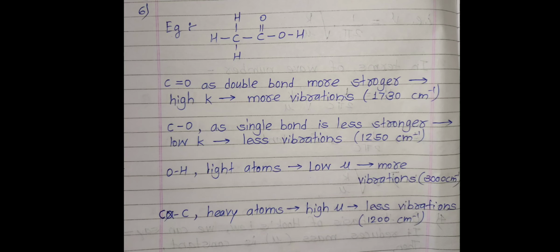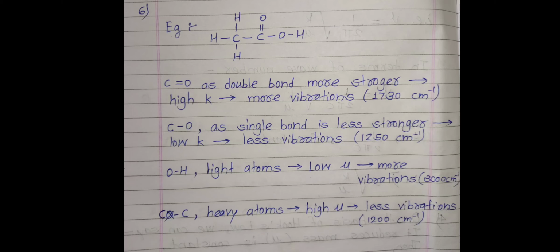Then the sixth point is, we take one example, CH3COOH. CH3COOH is a simple example, called acetic acid. So we study it one by one. In this acetic acid, the carbon double bond oxygen, the C=O double bond, is more strong.